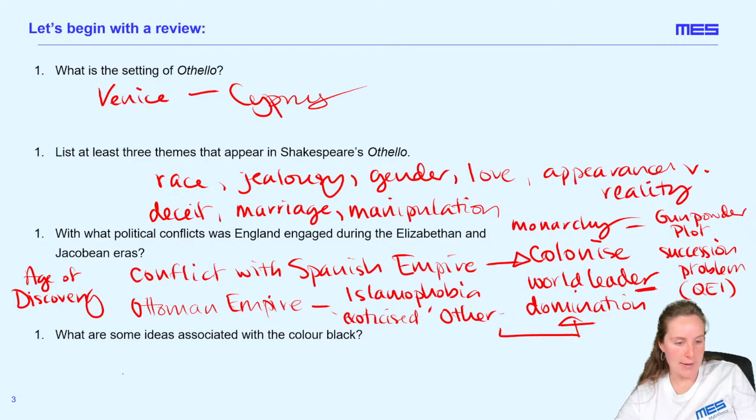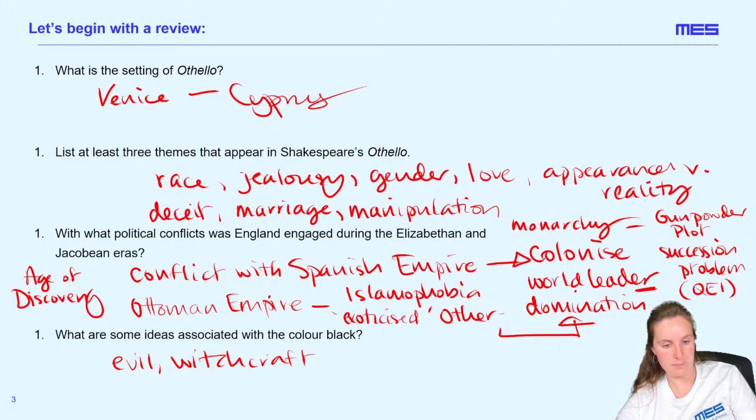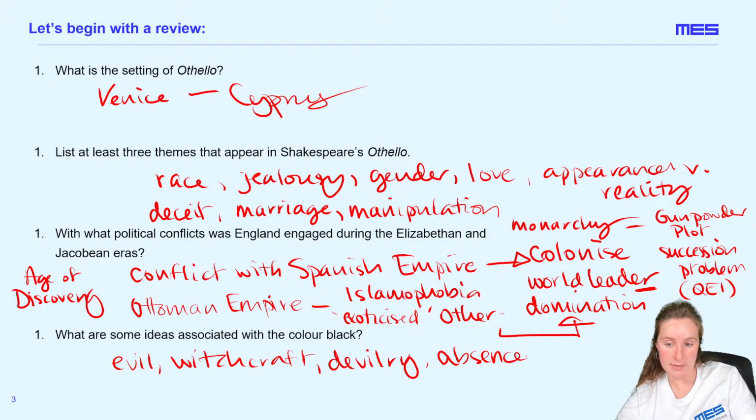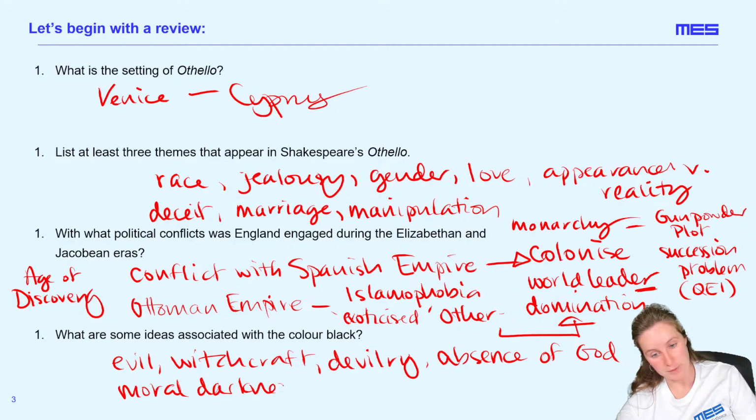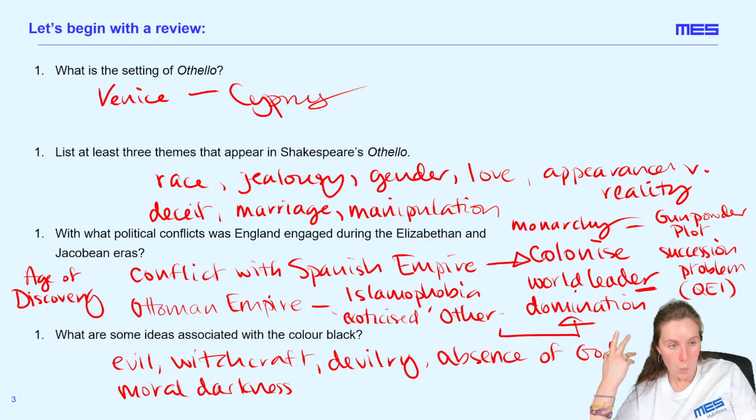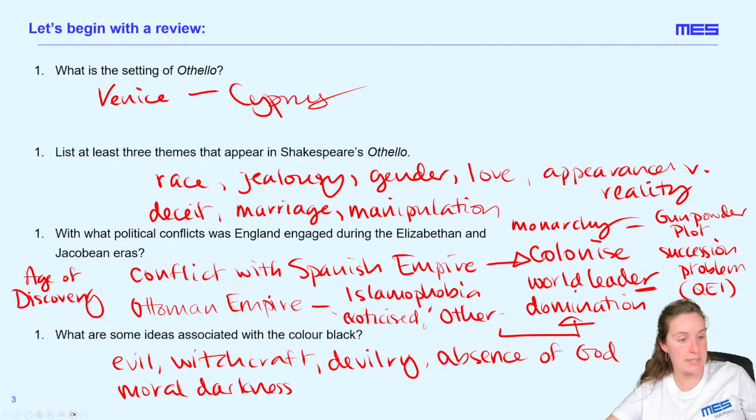And then this last one, what are some ideas associated with the colour black? Now, we're thinking about the Jacobean mindset, right? So we're thinking things like evil, witchcraft, devilry, absence of God, if God is light, absence of light. This is moral darkness or moral turpitude. And so as we start to look at race, these ideas are coming to mind so that we can think about what the Jacobeans thought about this, and thus how they would impose these thoughts onto someone they witnessed as black.